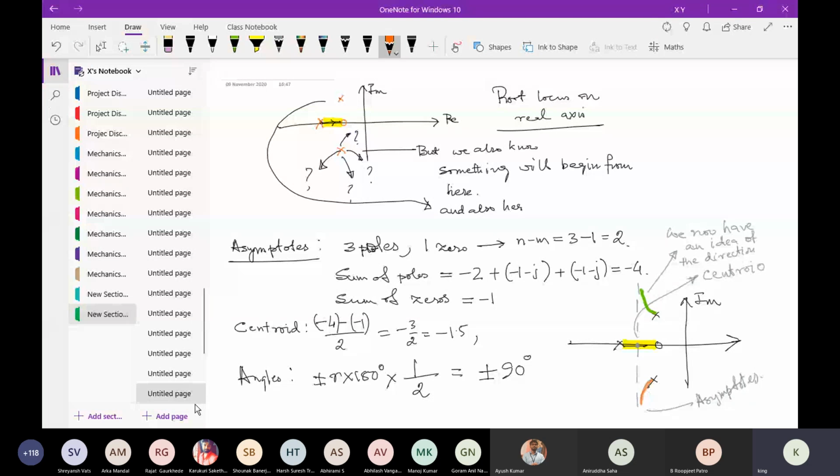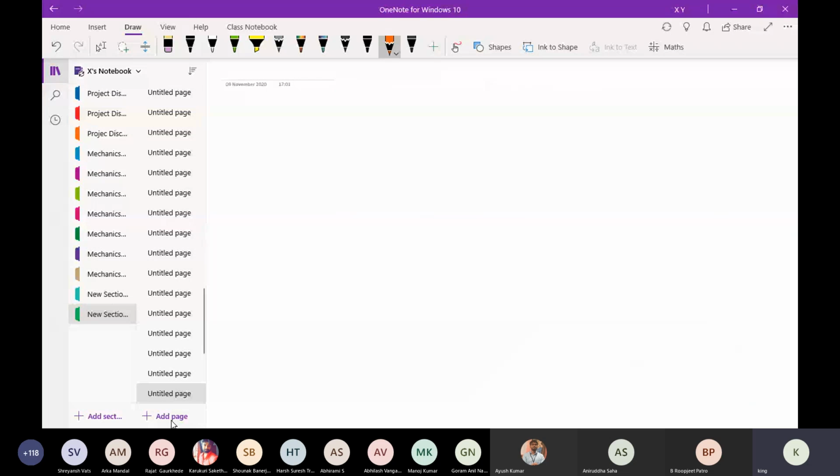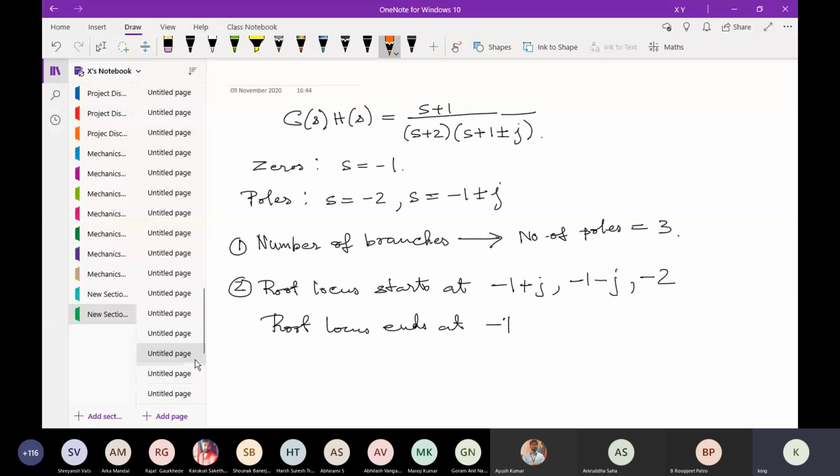So this is my next part, and now we go back to our equation. We started off with s plus 1.